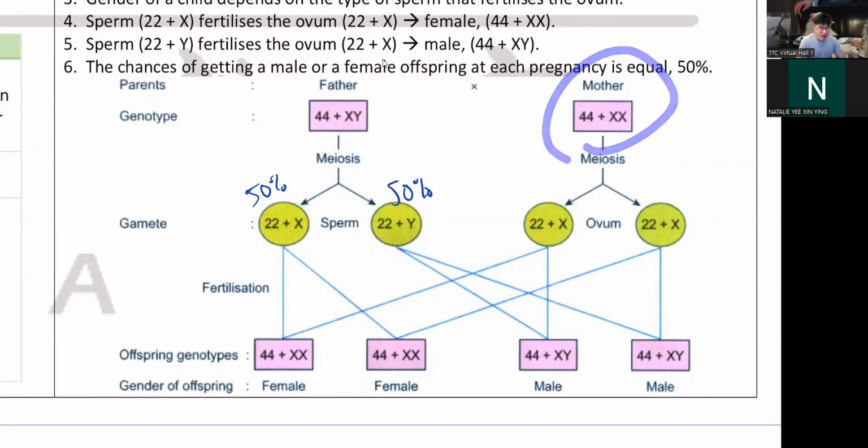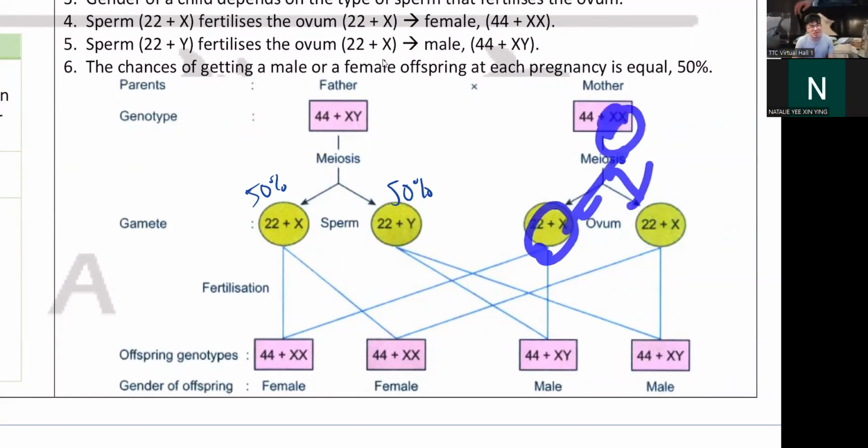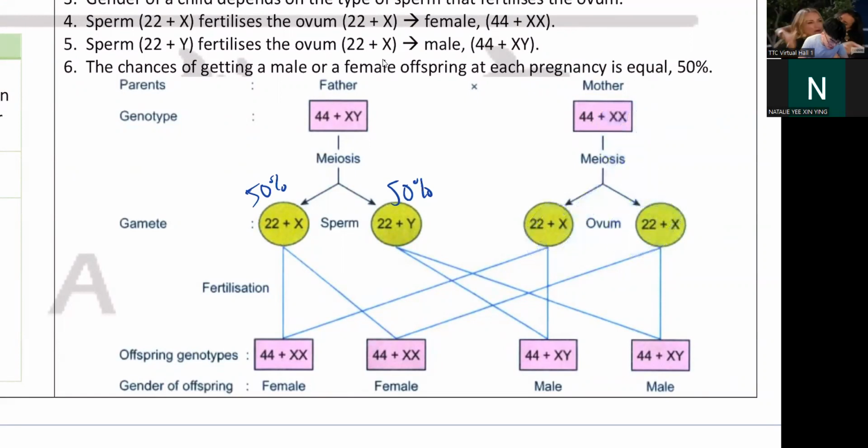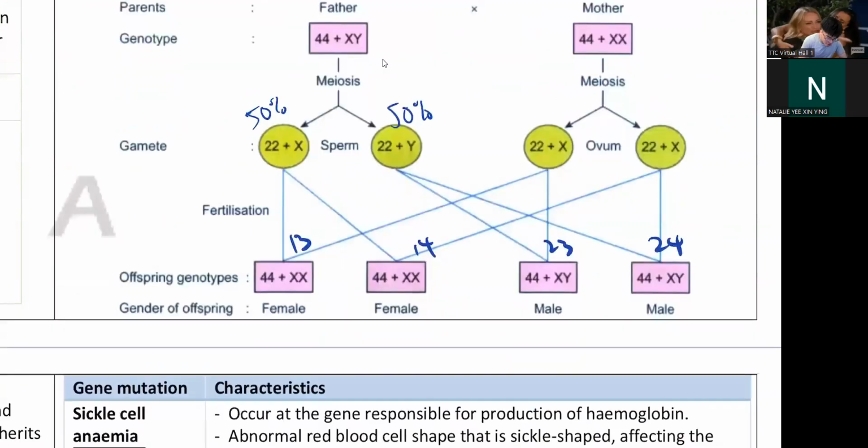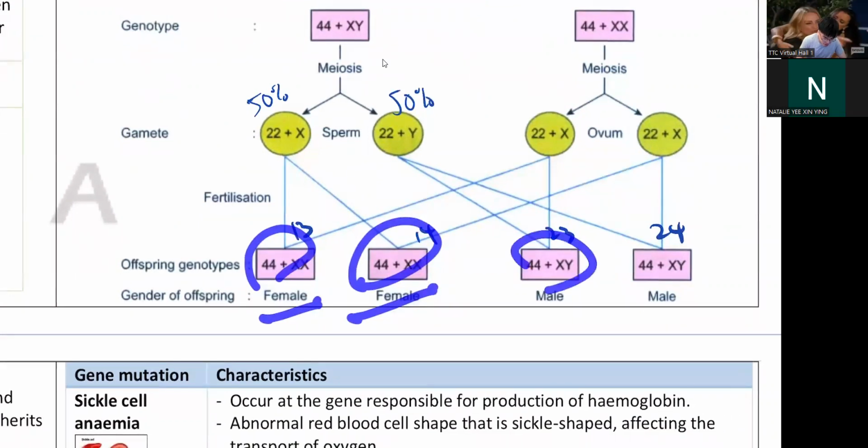Whereas your mom, every month she does meiosis, every month she produces ovum. Let's say you're a girl. The ovum you produce every month is only X. You can only produce X because your mom only has XX. So when you split them into 2, you have 22X, 22X. When you do the crossing, 1, 3, 1, 4, 2, 3, 2, 4, you will get 44XX, female, 44XX, female, 44XY, male, 44XY, male.